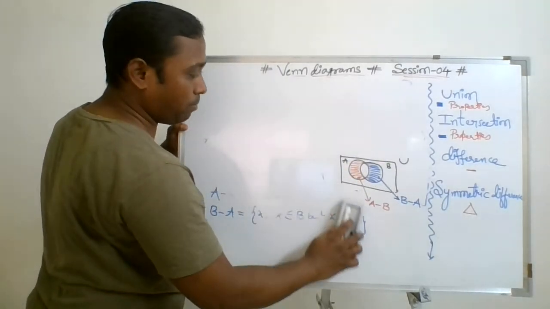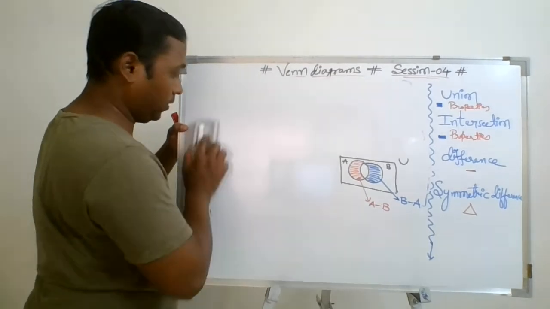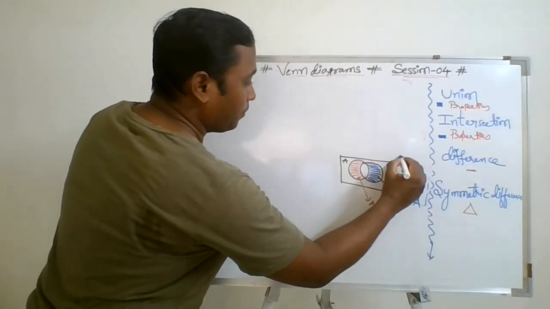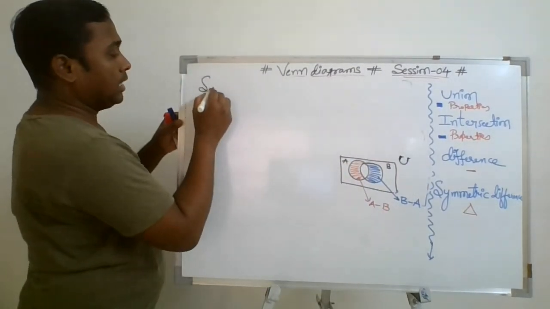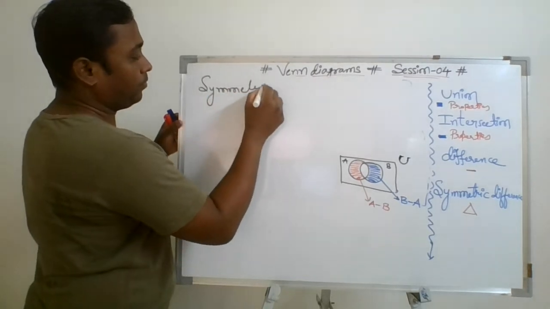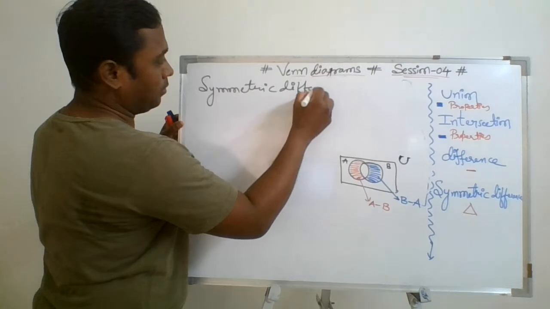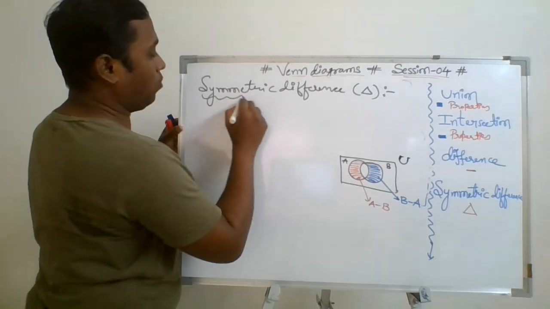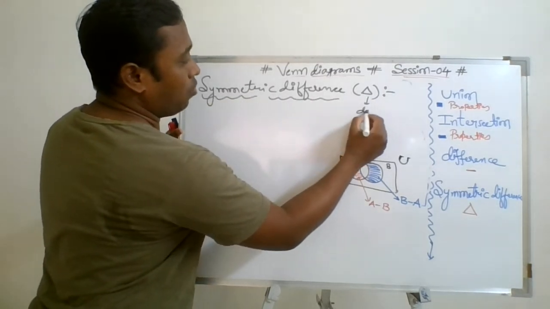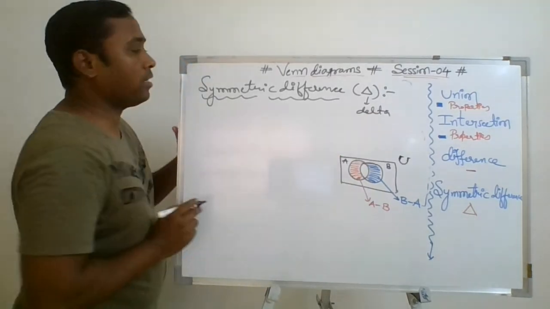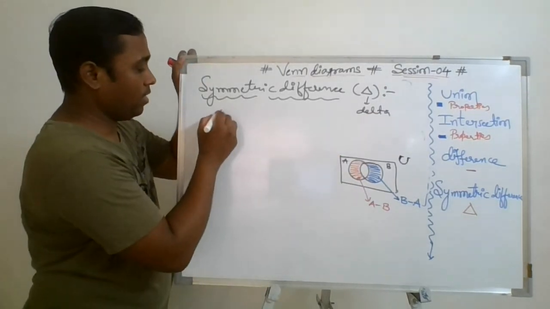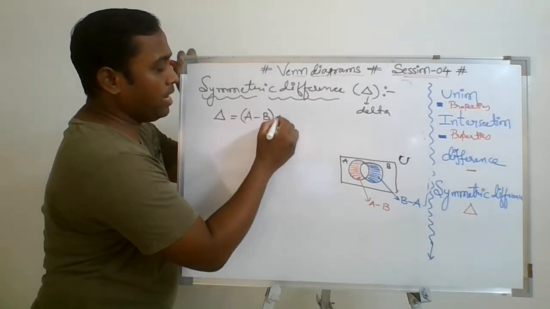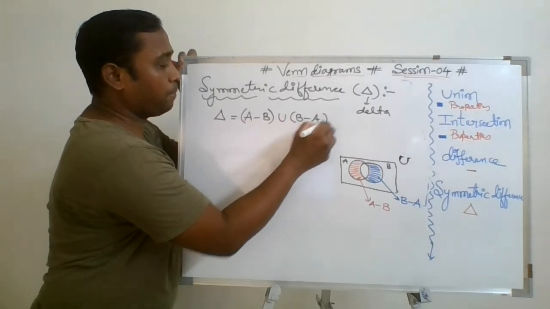I am keeping the diagram the same because I need it. Fine. So what we call here the symmetric difference is represented by delta. The symbol which we call what? Delta. This symbol is called delta. So delta represents the symmetric difference. What does symmetric difference say? It is simply the union of the two sets, that is A minus B union B minus A.